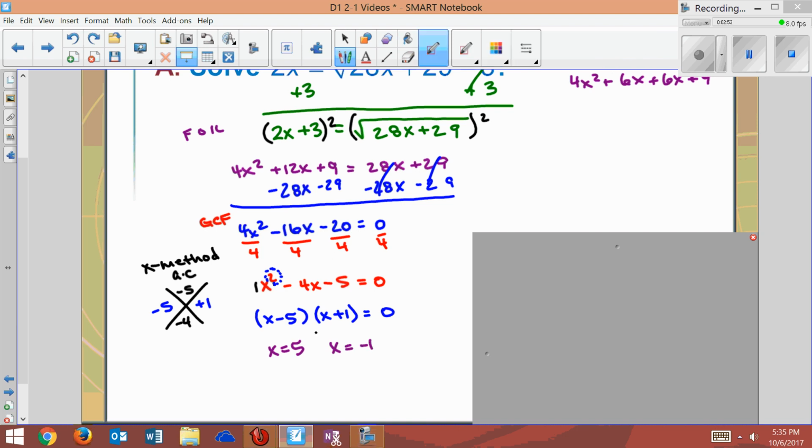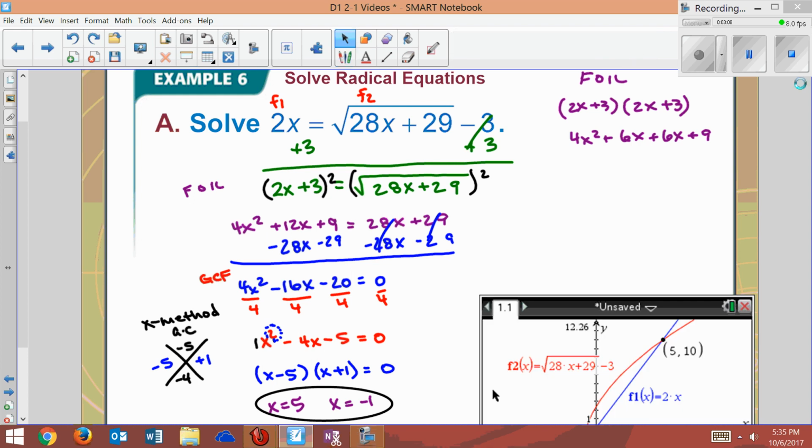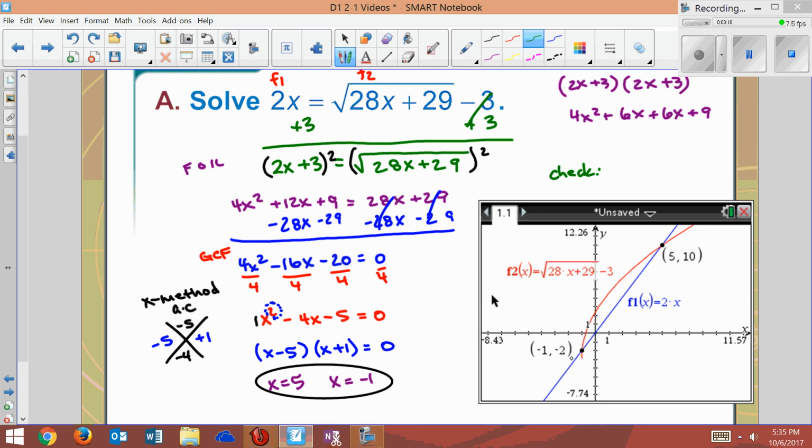Now here's the deal. Sometimes when you solve these, we will have both answers, and sometimes one will be what's called extraneous, an extra answer. The easiest way to tell is you go back and you graph each one from the get-go. So this is F1, this is F2. When we look at the graph here, this is to check our answers. F1 is this straight line. F2 is this bend here, the square root, and it does hit at negative 1 and positive 5. So we did that correctly.